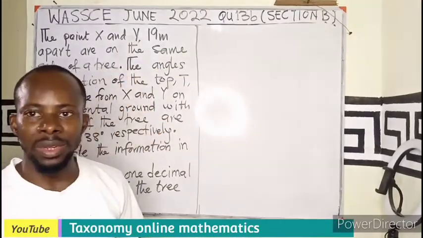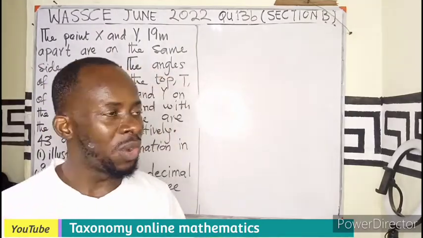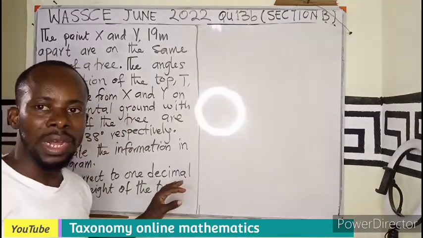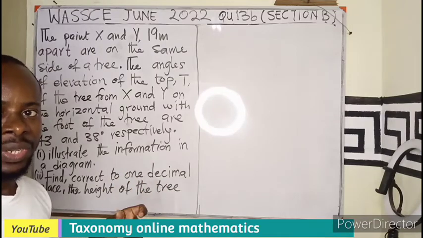We have question 13 of the just ended WASSCE question paper. We want to provide an answer to it. It is on the application of trigonometry, angles of elevation.